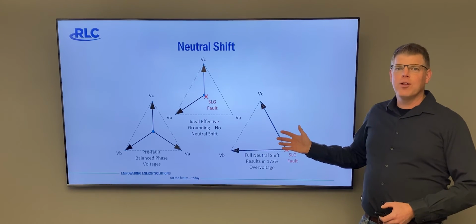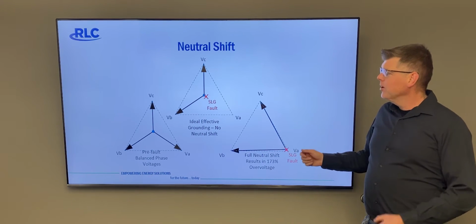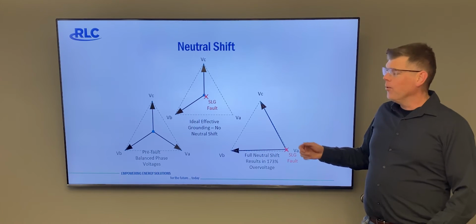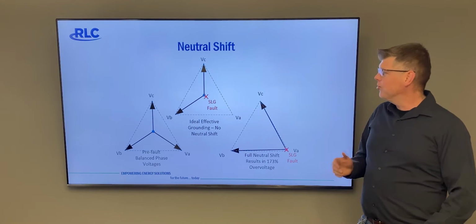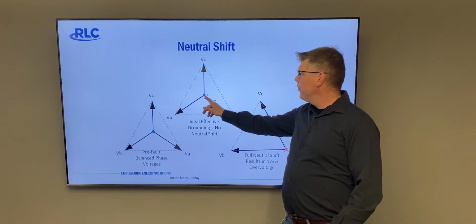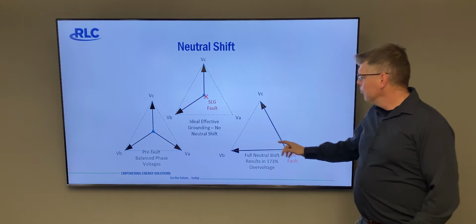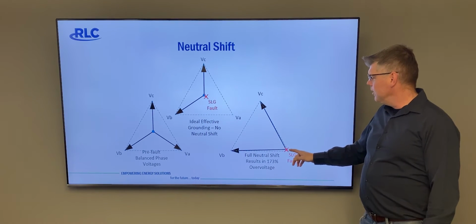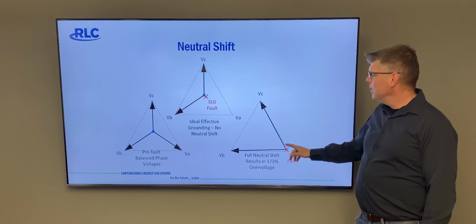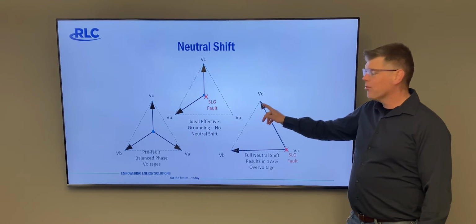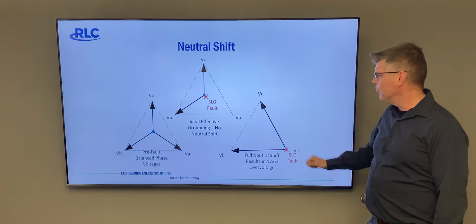Effective grounding is very important in a three-phase system. During a single line to ground fault in an ideal effectively grounded system, the faulted phase does not move the neutral point of the system. When effective grounding is not achieved, the neutral of the system is moved, which means that the phase voltages can see an increase of up to 173%.